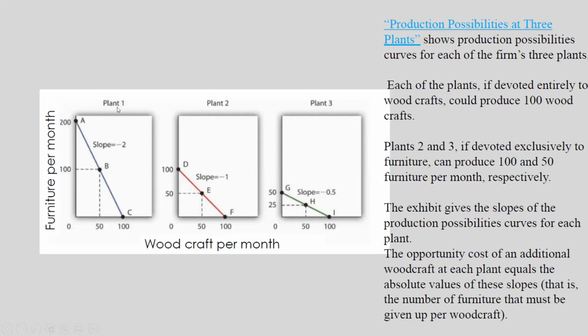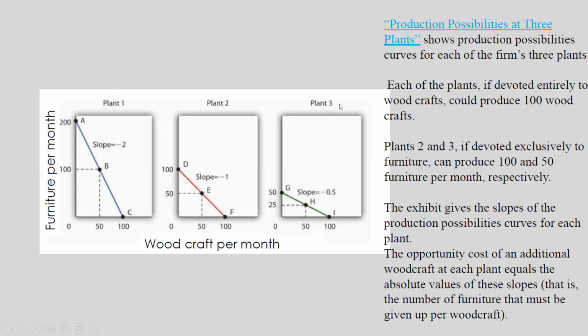But for plant number 1, it is a different scenario because it was initially introduced to produce furniture. Therefore, if it is utilized only for furniture, it has the capacity of 200 furniture per month. But later it has been expanded to produce woodcrafts as well. In that case, if it is utilized only for woodcraft production, it can produce only 100 woodcrafts per month. It cannot produce 200 woodcrafts per month, even though it is utilized only for woodcraft production.